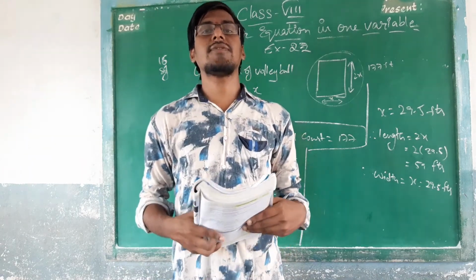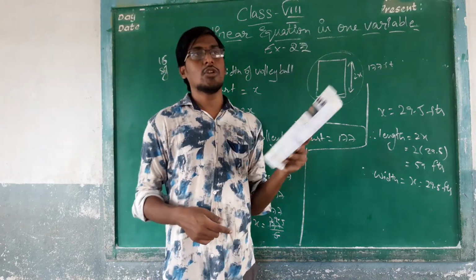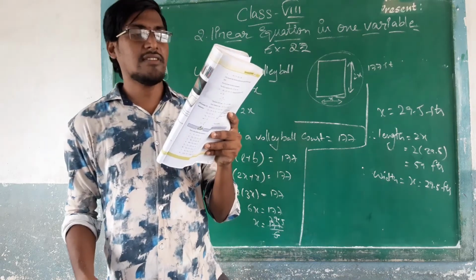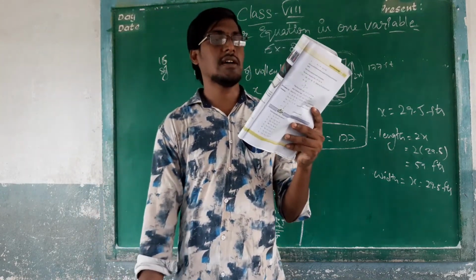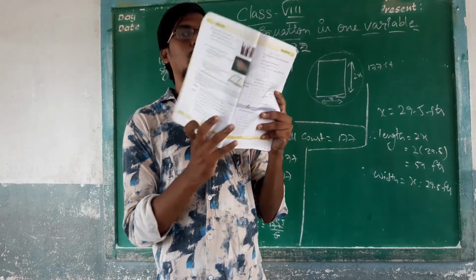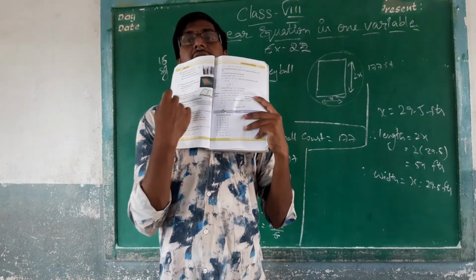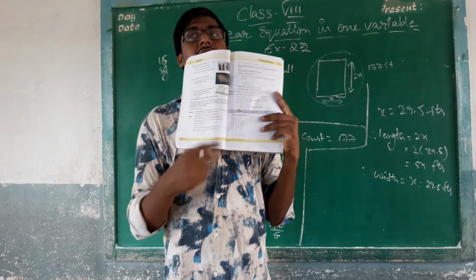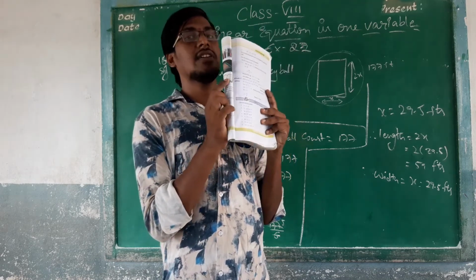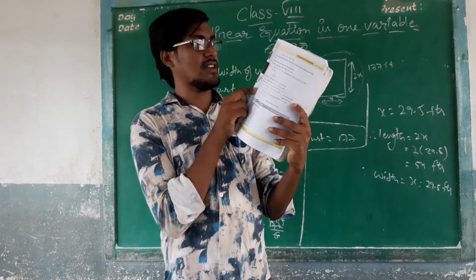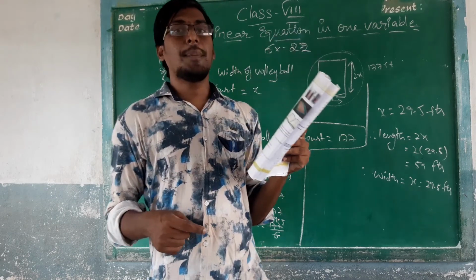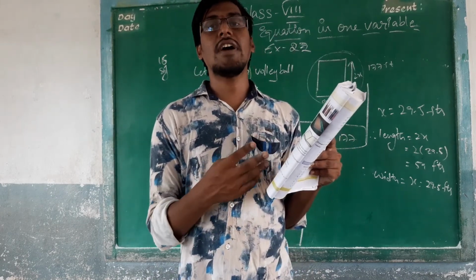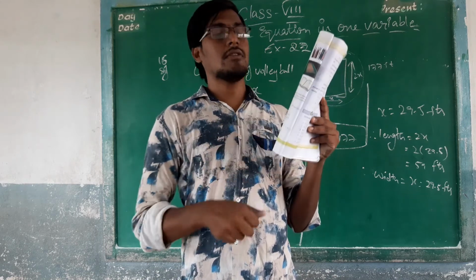This is the last and final sum for exercise 2.2. The 17th sum. It is given that the sum of the page numbers on the facing pages of a book is 373. Here it is given that one is x and another one is x plus 1. What are the page numbers? We have to find out the page numbers.